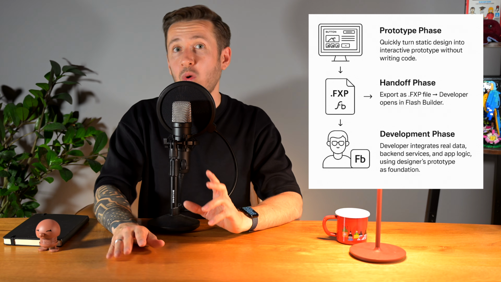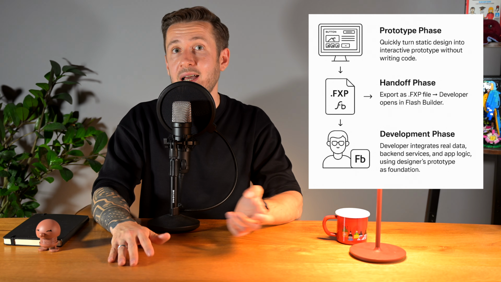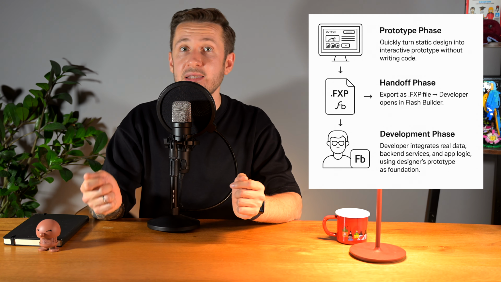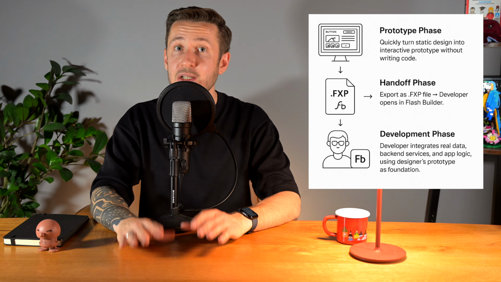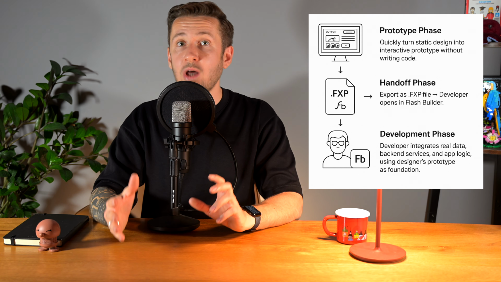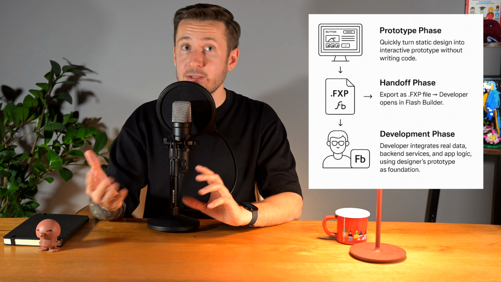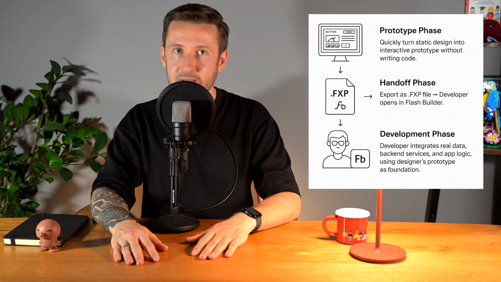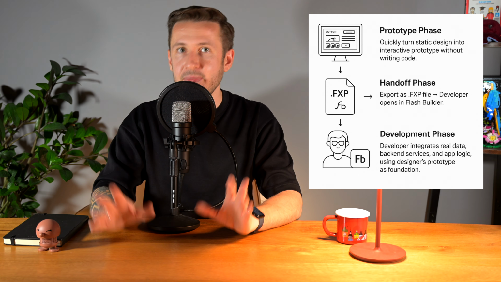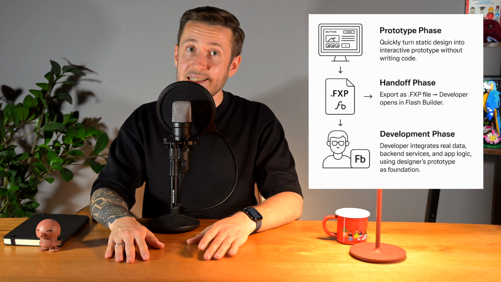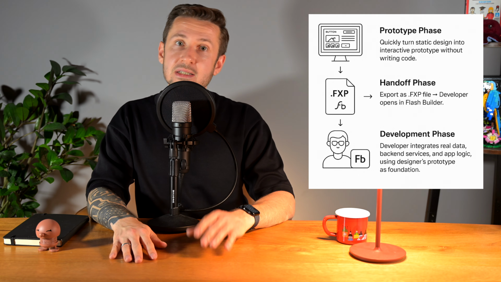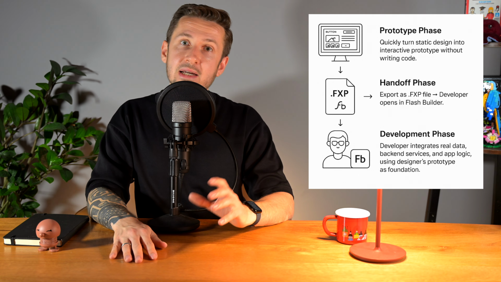The endgame was that once a designer had a working UI in Catalyst, they could hand it off as an FXP file, Flash Catalyst project file, essentially a zipped Flex project, to a developer. The developer would open it in Adobe Flash Builder and find all the layout, states and placeholder interactions already there. Then the developer could focus on the hard stuff: hooking up real data, integrating with backend services, writing application logic, and so on, without having to rewrite the UI from scratch.